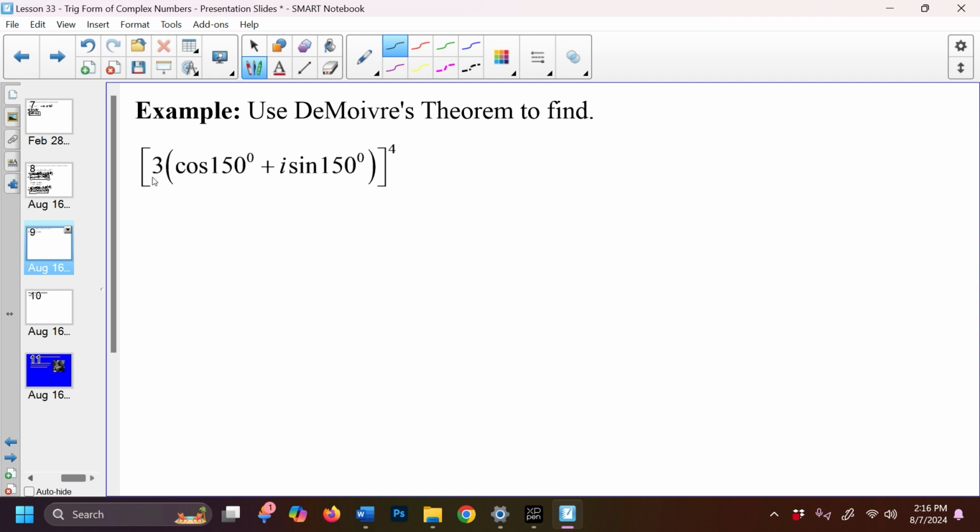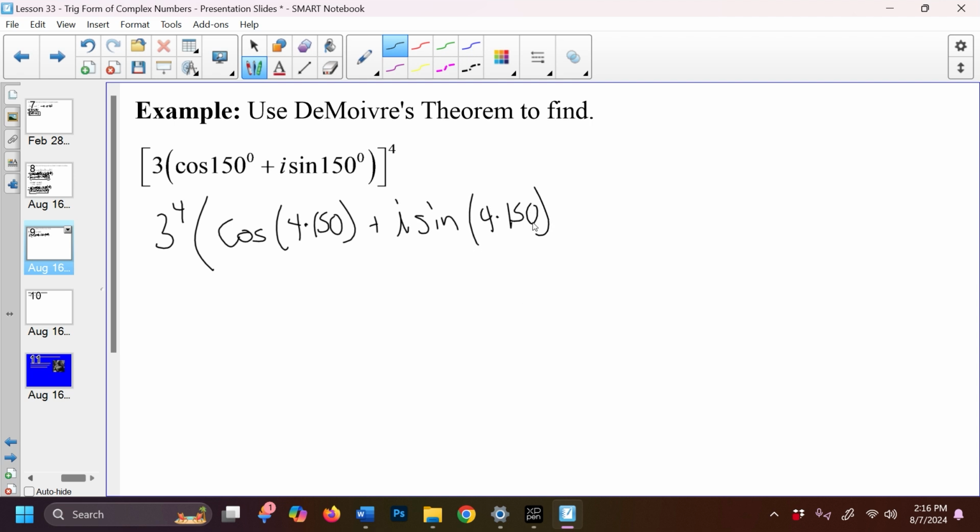So we're going 3 times (the cosine of 150 plus i sine 150) raised to the 4th power. That'll give me 3 to the 4th power times cosine of 4 times 150 plus i sine of 4 times 150. All right. Now, 3 to the 4th is pretty easy. It's just 81. Now, 4 times 150. Well, 4 times 150 turns out to be 600.